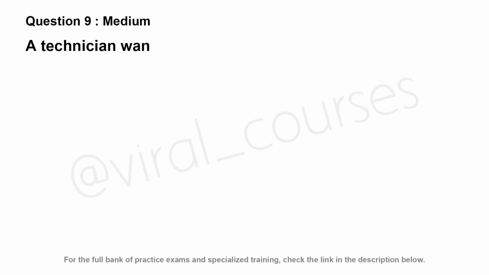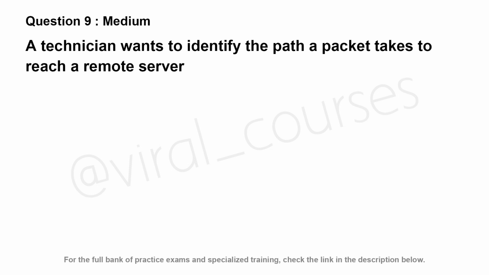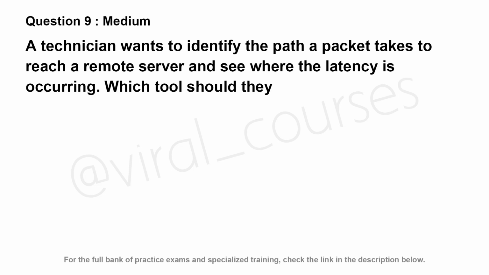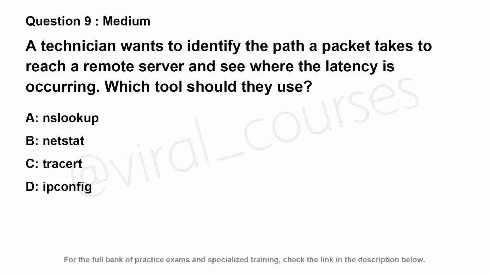A technician wants to identify the path a packet takes to reach a remote server and see where the latency is occurring. Which tool should they use? Option A, NSLOOKUP. Option B, Netstat. Option C, Tracert. Option D, IPconfig.